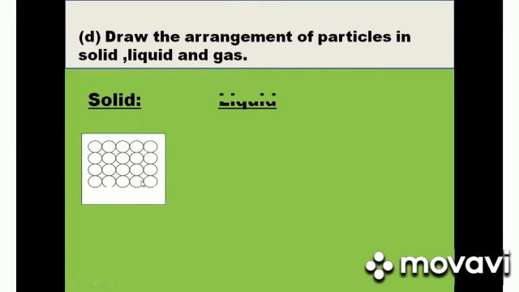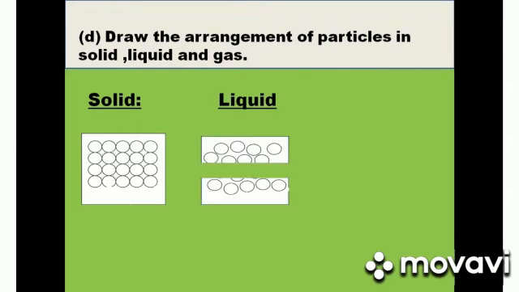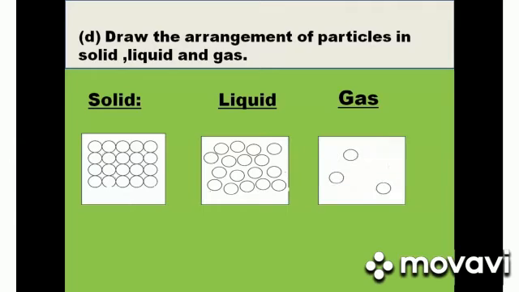The second one is the liquid state. In this, you need to draw these small circles at a distance, like this. There should be some empty spaces between the particles. The third one, gas. In the gas, you can see the particles are far apart from each other. Class, you need to attempt this question.